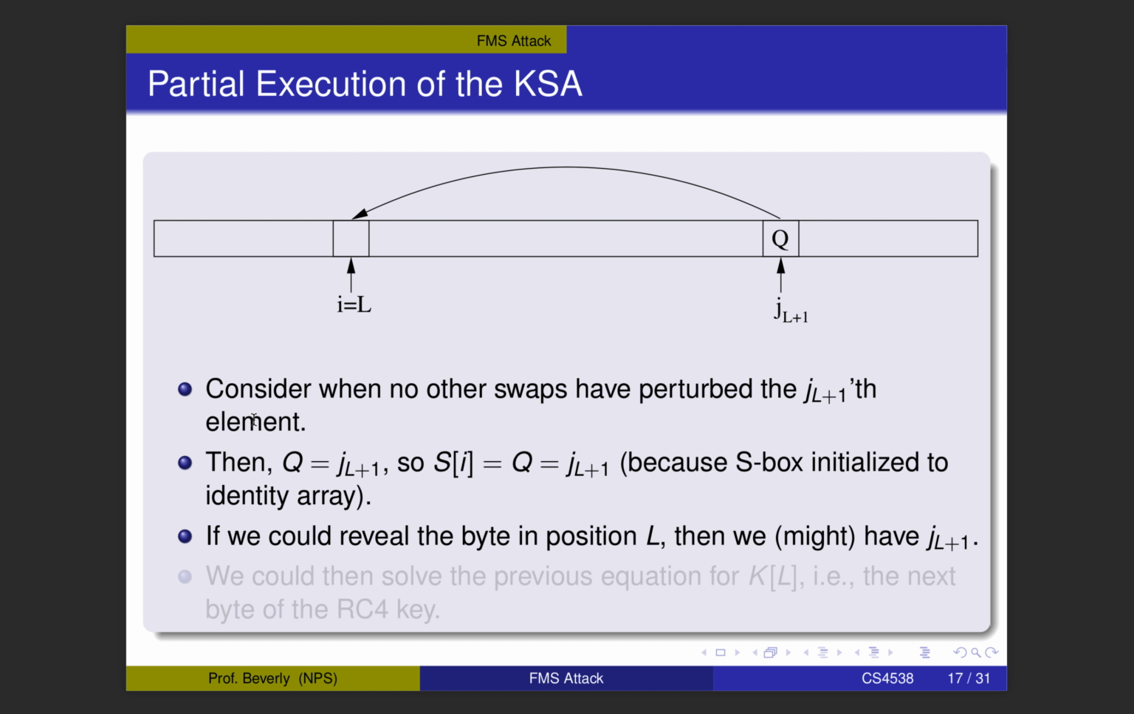So if there's no perturbation at that position in the S box, and if we could reveal the byte in position L, then in this case, we would have the value of J of L plus 1. This would be really cool because then we could solve the previous equation for the Lth position of the RC4 key, i.e. the next byte of the RC4 key.